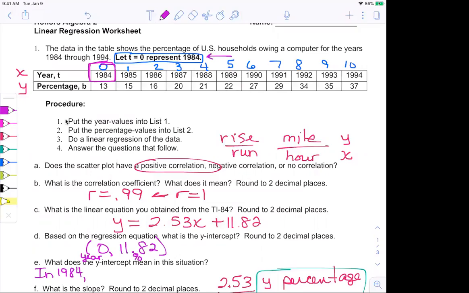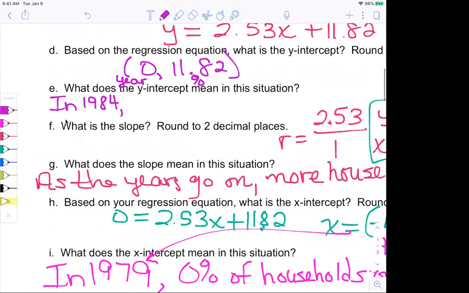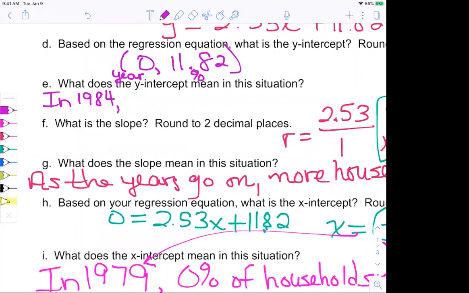So for E, for the y-intercept, we would say "in 1984," because that's the year 0. So you wouldn't say "in the year 0." The year 0 would be 2020 years ago. 0 represents 1984 in this situation. So in 1984, 11.82% of households owned a computer.